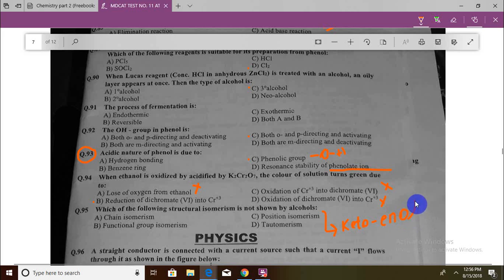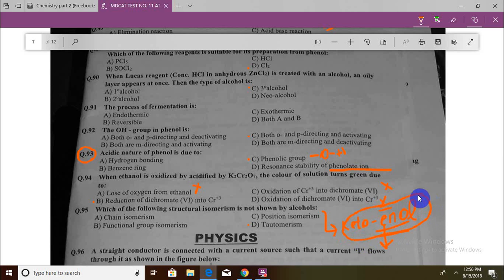Now this is not an alcohol, because ethanol, it's not enol. The 'ene' suggests that there is a double bond in there somewhere. So which of the following structural isomerism is not shown by alcohols? That would be tautomerism, because an alcohol will not show tautomerism, even though an enol will.